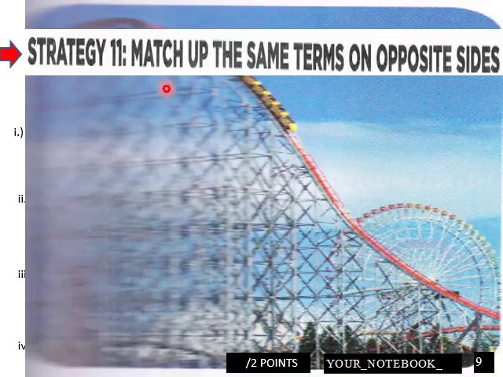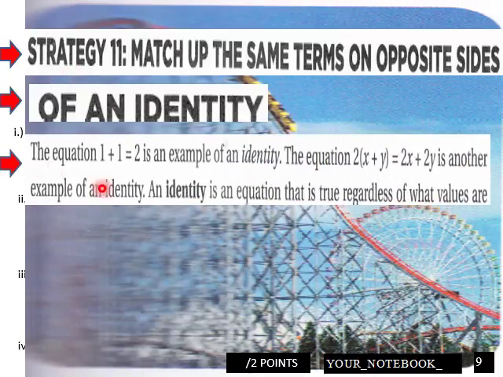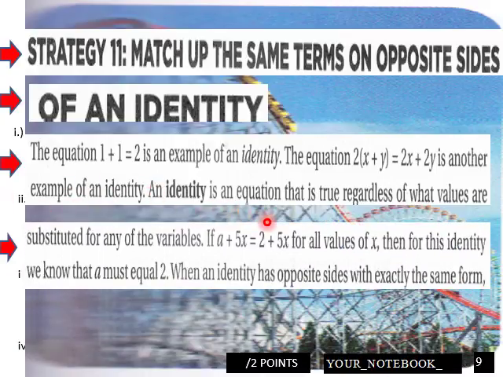Notebook, page 9, strategy 11. Match up the same terms on opposite sides of an identity. So the equation 1 plus 1 equals 2 is an example of an identity. The equation 2 times (x plus y) equals 2x plus 2y is another example of an identity. An identity is an equation that is true regardless of what values are substituted for any of the variables.